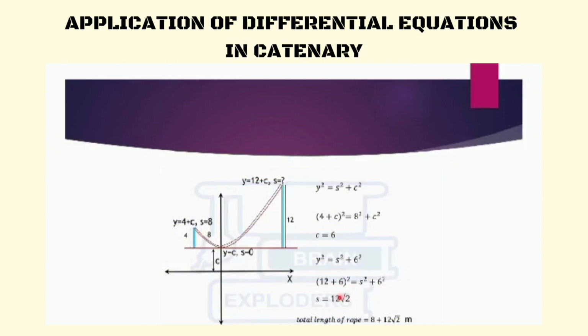We can now solve our s, which is equal to 12 square root of 2. To solve the total length of the rope, it is equal to 8 plus 12 square root of 2 meters. That would be all. Thank you.